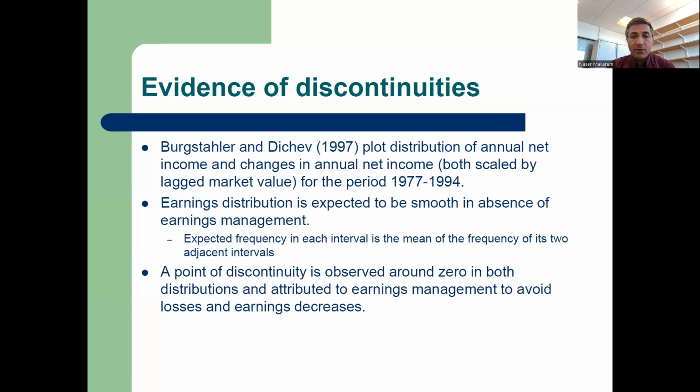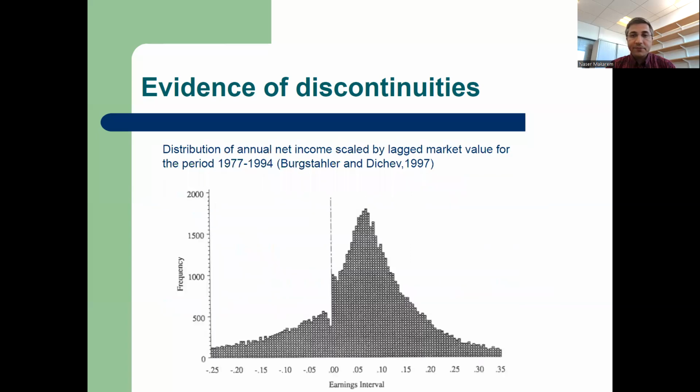And how they operationalized the smoothness was to look at the earnings intervals. The expected frequency in each interval was expected to be the mean of the frequency of its two neighboring intervals. And as I mentioned, they found a point of discontinuity with too many observations reporting a small profit and too few reporting a small loss. They attributed it to earnings management to avoid losses and earnings decreases. This is taken from Burgstahler and Dichev, 1997. As you can see, there is a point of discontinuity just at zero earnings, with lots of observations reporting a small profit, and too few observations reporting a small loss.